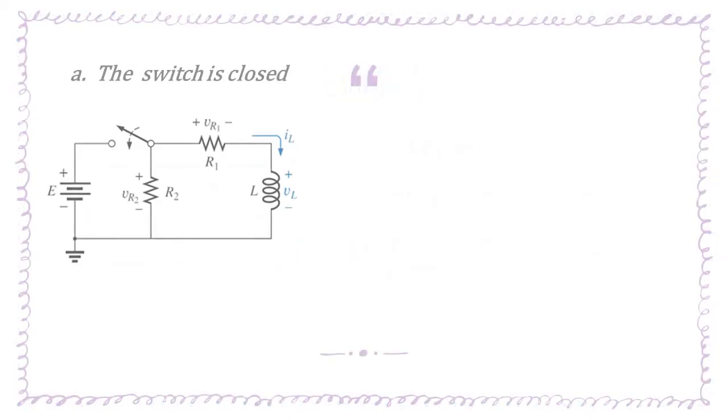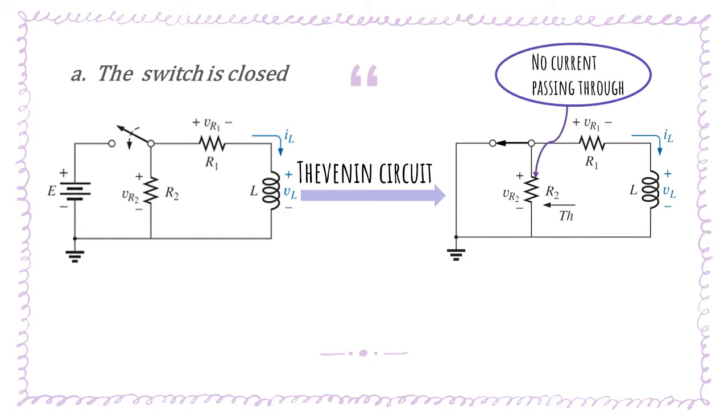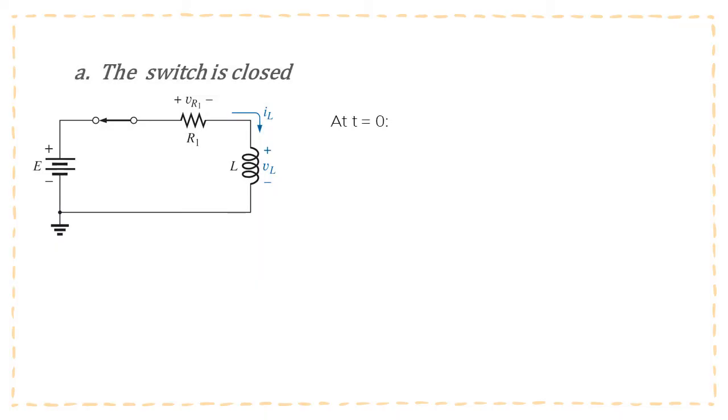First thing we need to do is use the Thevenin circuit to determine the total resistance by short circuiting the voltage source. It can be seen that the current won't be going through R2, which makes the total resistance when closing the switch equal to the value of R1. At the instant the switch is closed, the inductor acts as an open circuit, preventing the current going through it.